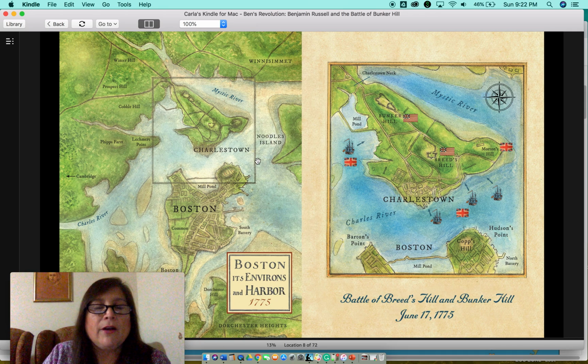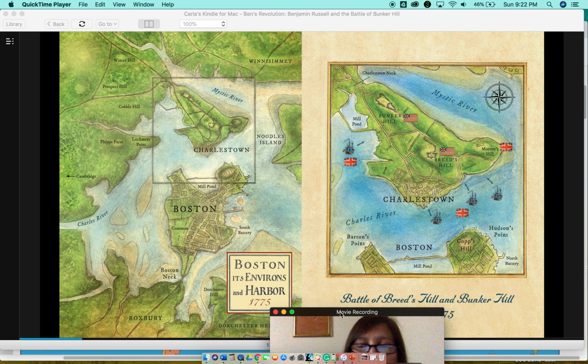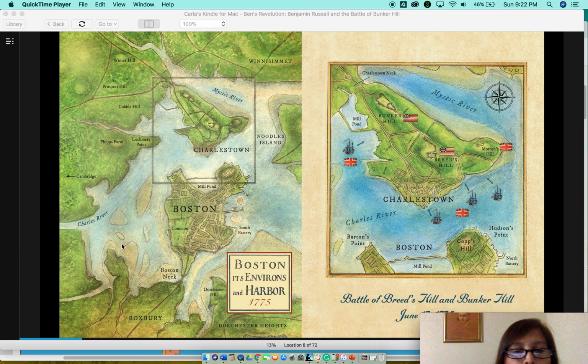Now here we have a map of the Boston area where the event takes place. And here we have Boston down over here. And here's the common. And you're going to hear at the beginning of the story about the common. You see all this green grass over here. And here in this square means that this is this part over here, but we see it much bigger.